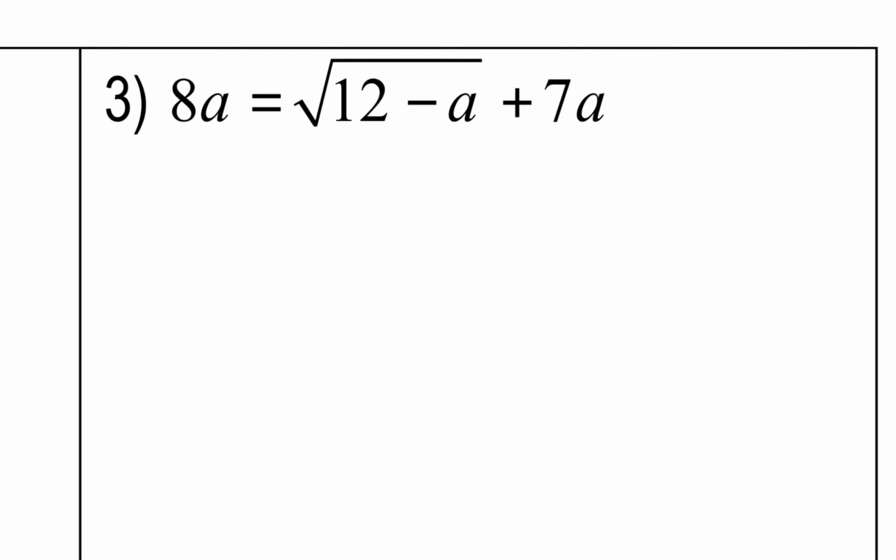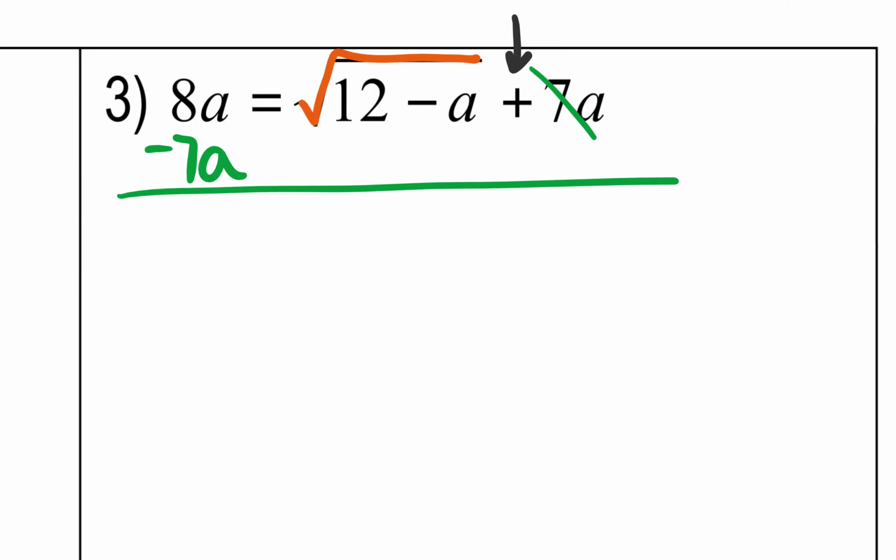Okay, so notice I have my radical, my square root. So I'm going to outline that. That's what I want to be by itself. So, like I said before, notice I have this plus. See, that plus is in between the radical and the 7a. That tells me that it's adding. So then I would subtract to move it. So if it wasn't there, I'd be multiplying and I would divide and so on. Okay, so let's move that over. So 8a minus 7a is just 1a.